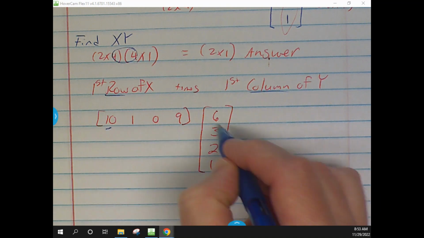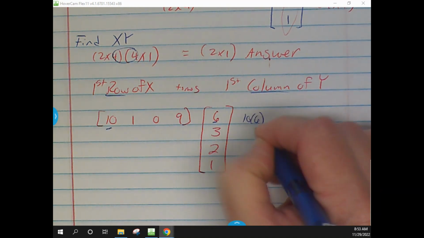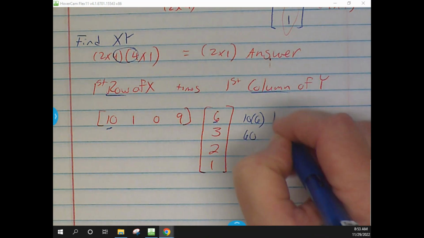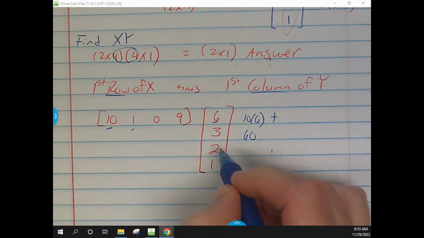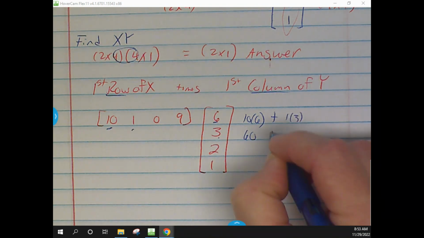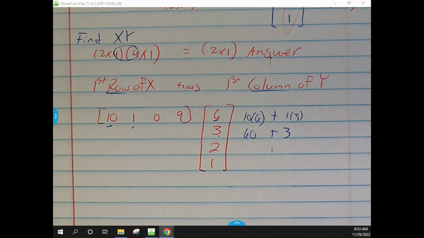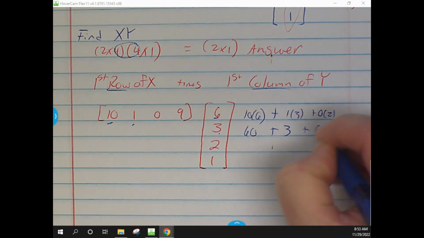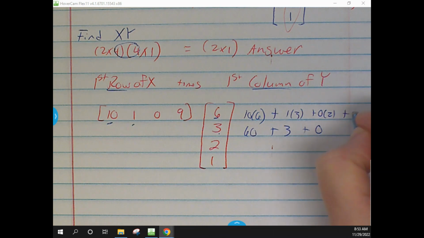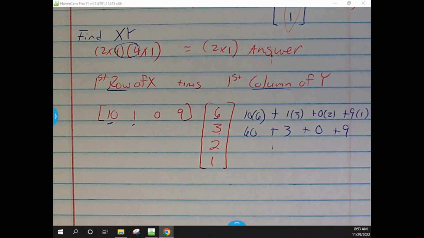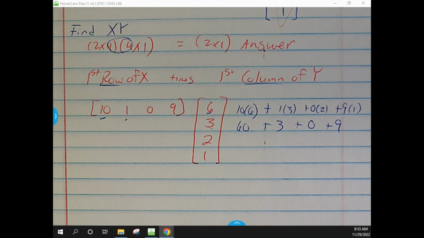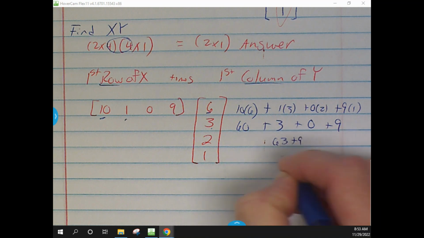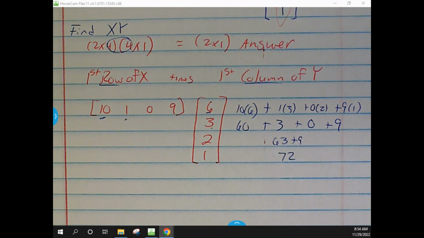So it's the first number here times the first number here. So that's 10 times 6. Now, that part, if you want to skip it, you can, because we know that's going to be 60. Then we've got 1 times 3. And again, if you want to skip that, you can, because that's where the multiplication should get easy for us here. We got 0 times 2, which is 0, and then 9 times 1 for 9. So we've got 63 plus 9 should be 72. Nice.